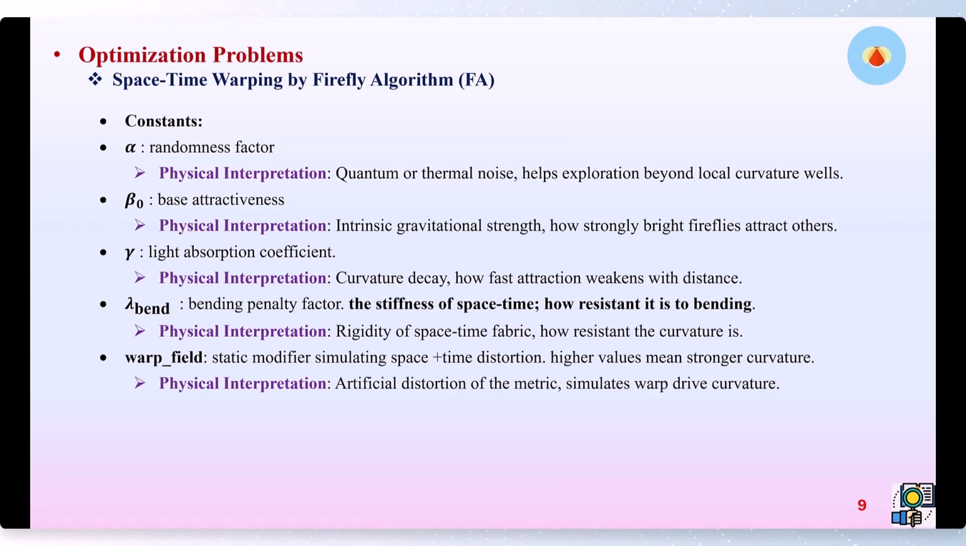And we have the wrap field, which is a static modifier simulating spacetime distortion. Higher values mean a stronger curvature. The physical interpretation for it is artificial distortion of the metric, simulating wrap-drive curvature.